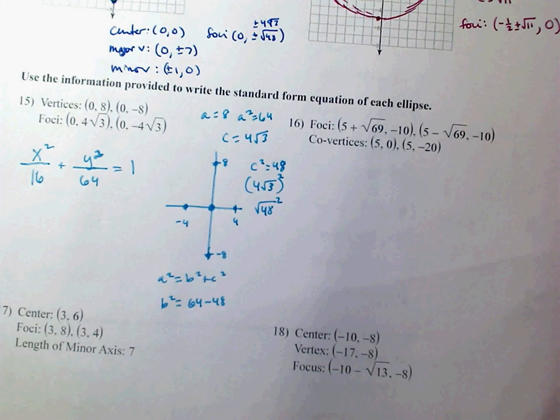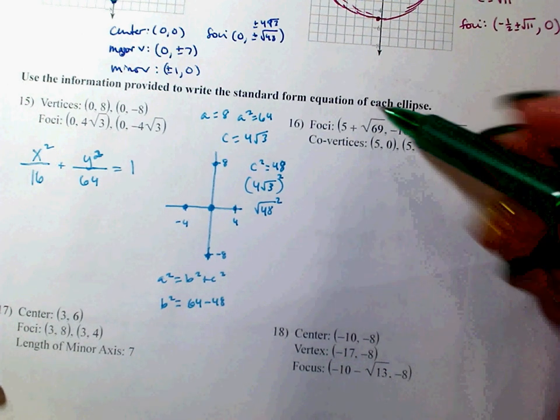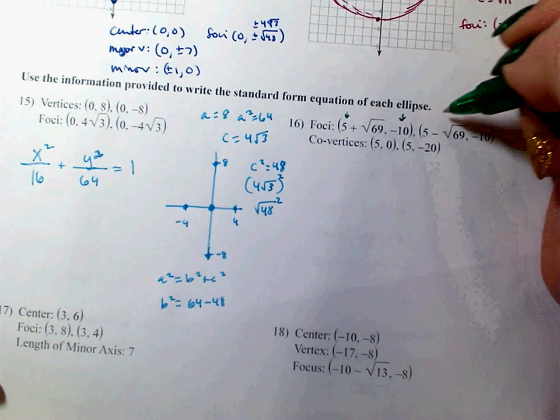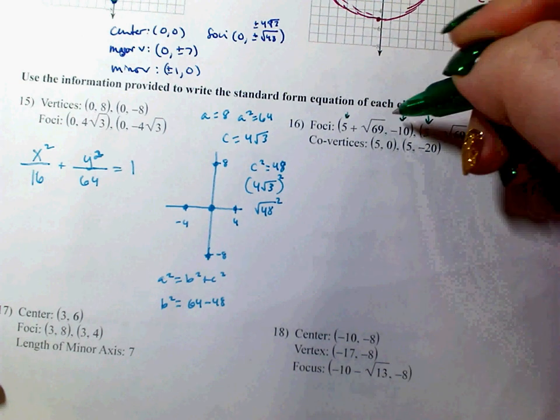All right, number 16. If you'll notice, it says 5 and then negative 10, 5 and then negative 10, and the only thing I'm changing is I'm adding and subtracting the square root of 69 to 5 to get to my foci. That leads me to believe that my center is at 5, negative 10.